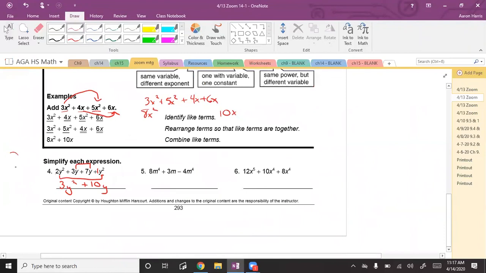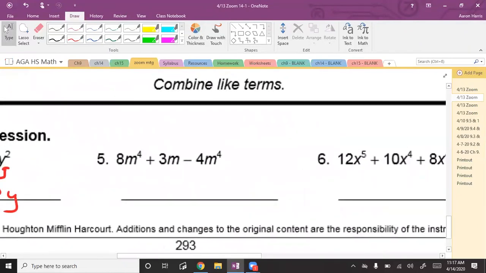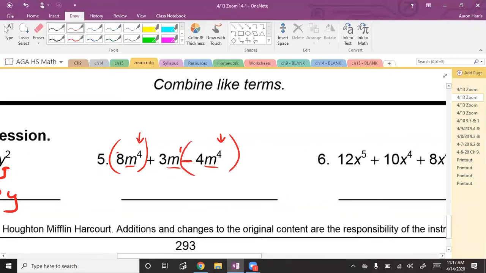The other part is just being able to combine like terms. So if I come here, in order to combine like terms, it has to be the same variable. So I have all m's, good. But it also has to have the same power. What if there is no power? There is an understood 1. So therefore, I can take this one and put those 2 together. Keep those signs together, okay?